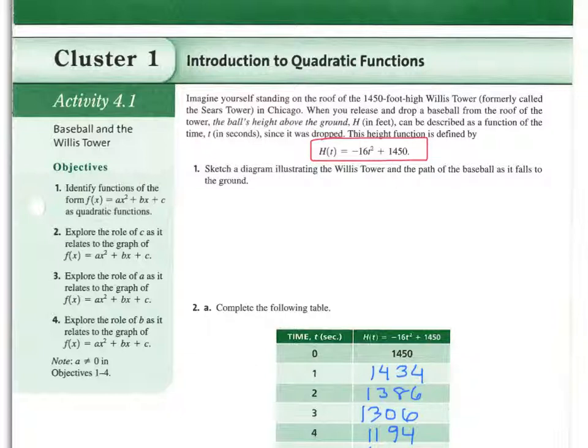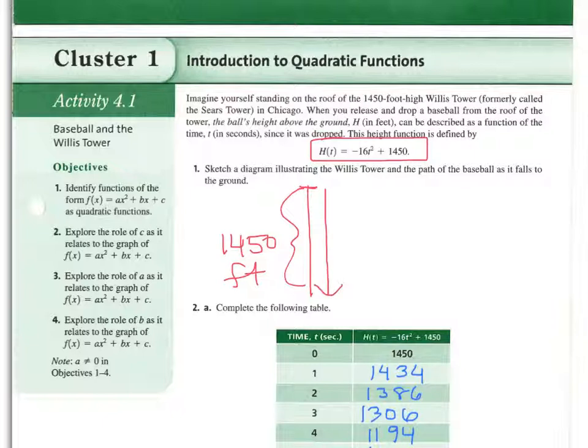So first, we're just going to sketch a diagram of the path of the ball. We've got some tower here that is 1,450 feet high. The ball's starting up here, and you're just dropping it straight down. If I were throwing it up and then falling down, it would be a little bit different picture, but this one I'm really just sticking out my hand and dropping it.